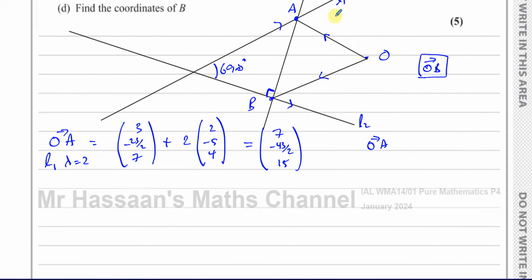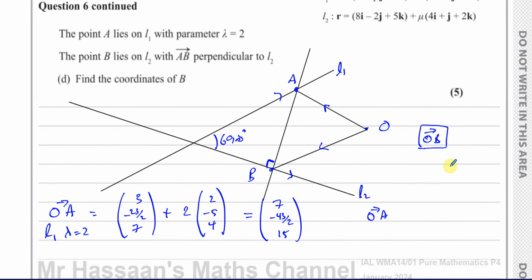So we found O to A. Now we need to find the vector from A to B. Okay, what do we know about B? We know that B lies on line L, and we also know that the vector A to B is perpendicular to the line L2. So let's call the position vector of B X, Y and Z. That's the vector that takes you from O to B.